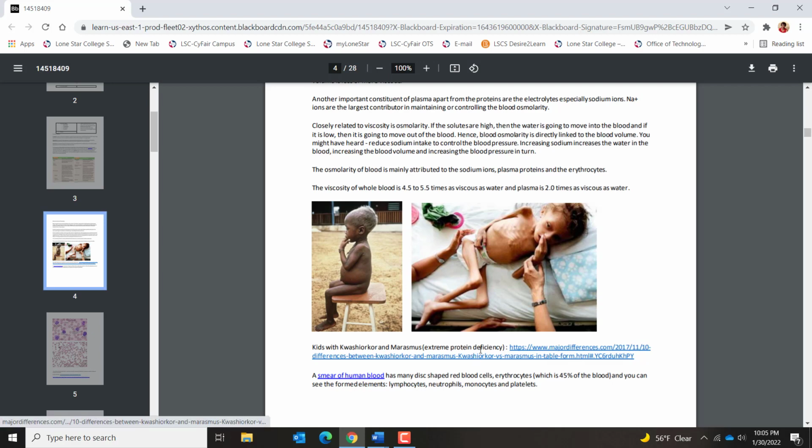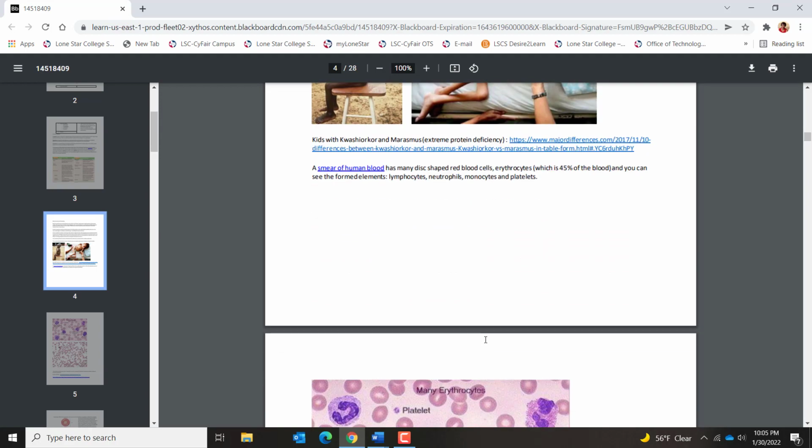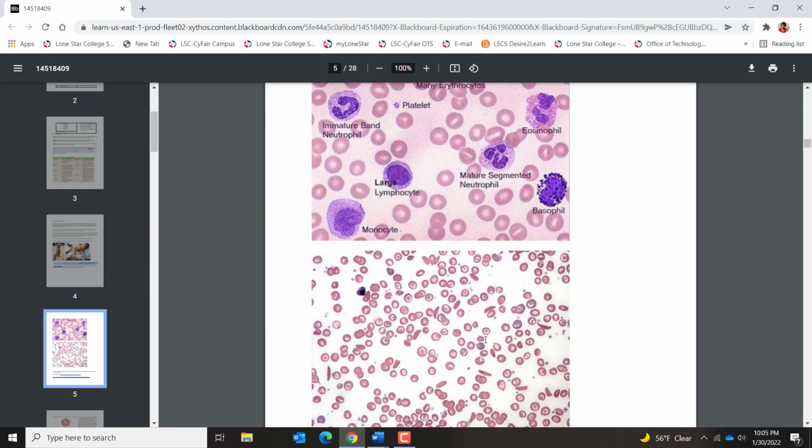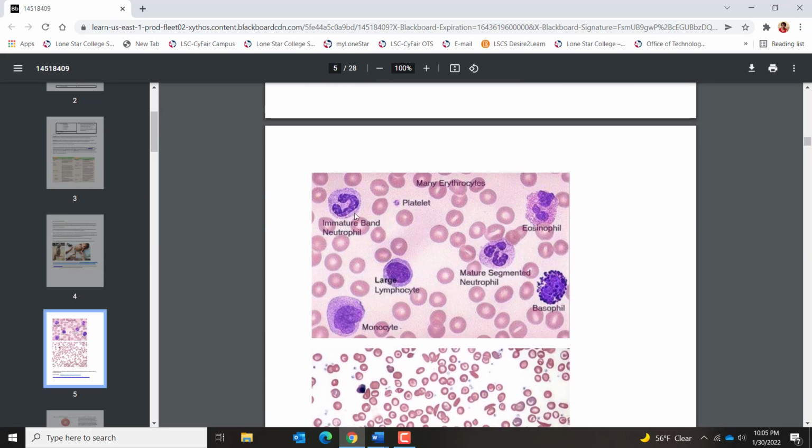This is extreme protein deficiency where the muscles have wasted, so this baby has absolutely no muscles because they have gone through so much protein deficiency that the muscles have started to break down. Okay, so now I'm going to go into a smear of human blood to show how human blood looks.